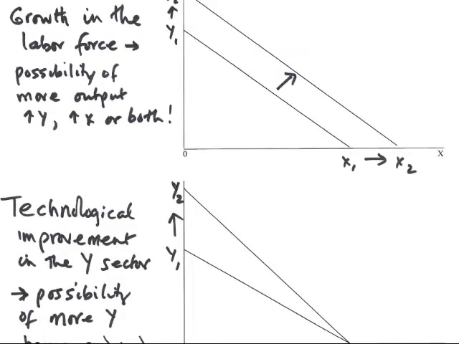We have two main ideas in the Ricardian analysis: how we show an increase in the quantity of labor and how we show technological improvement, both showing the production possibilities frontier moving to the right, one in a parallel fashion, the other rotating about the point, the pivot point for the industry that did not have any technological improvement.